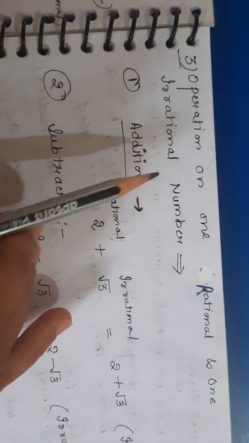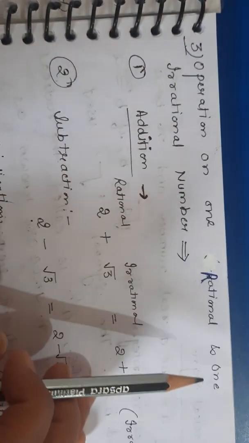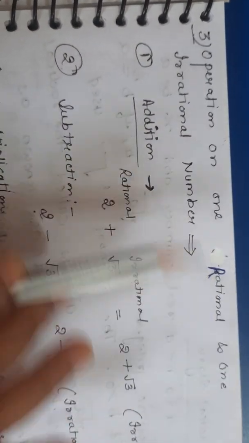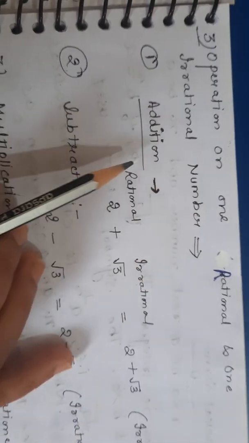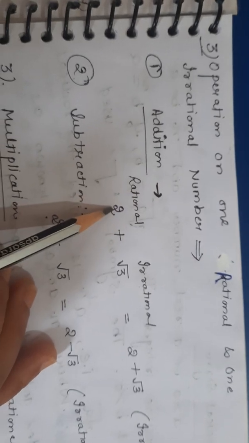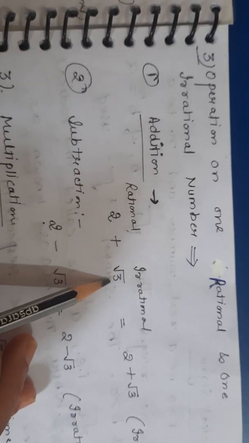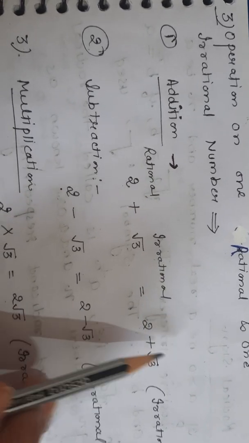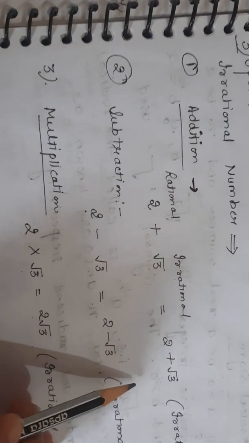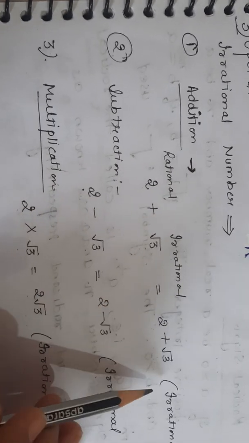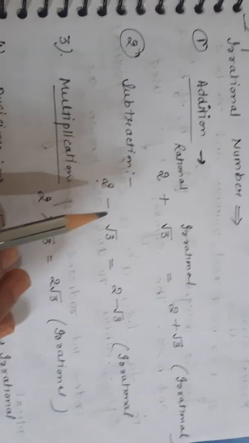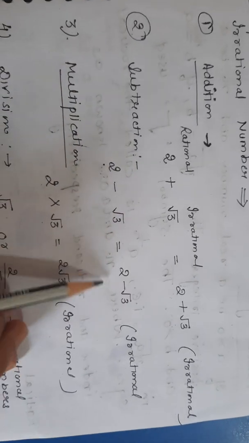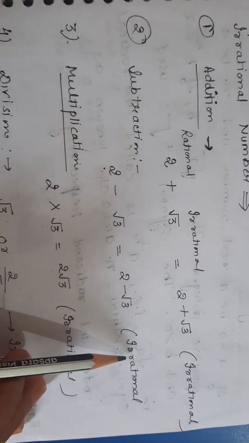Now next, operations on one rational number and another irrational. That means here you are going to take one rational and another as irrational. I begin with the addition. This is rational, 2 is rational, root 3 is irrational. If you add them, this is 2 plus root 3. Now root 3 has non-terminating, non-repeating decimal expansion, so the overall answer is also irrational. Same for subtraction. This is rational, this is irrational. The difference or subtraction is also irrational.